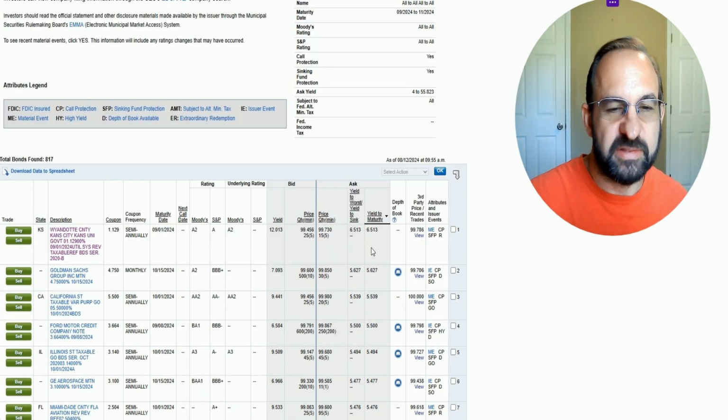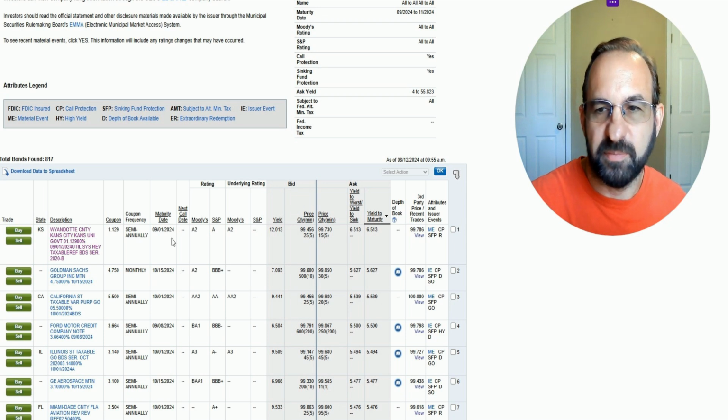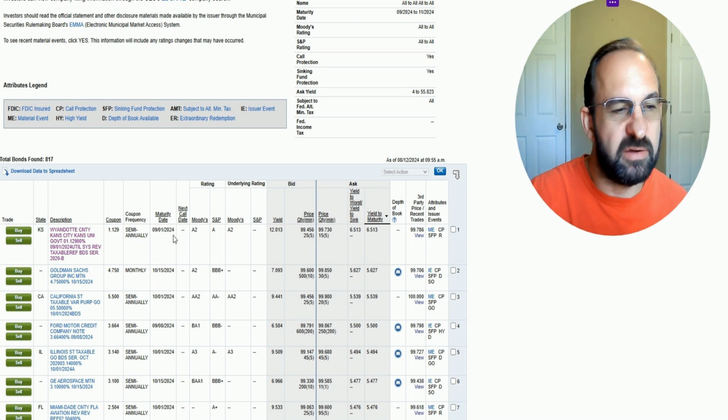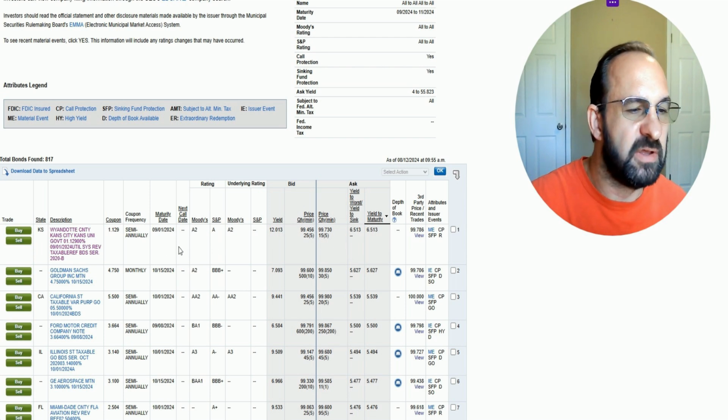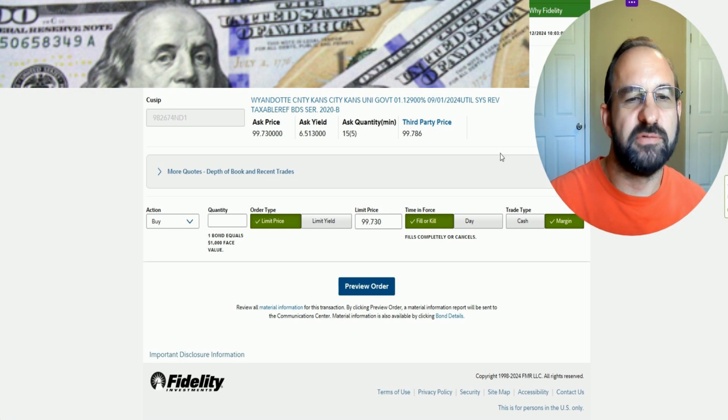If you were interested in, say, this one, and you wanted something really fast with this September 1st date, and you were in a non-taxable account and didn't really care about the coupon necessarily, but you get your yield to maturity, and you wanted to buy this and you had at least $5,000, you could buy it. Come over here to buy.